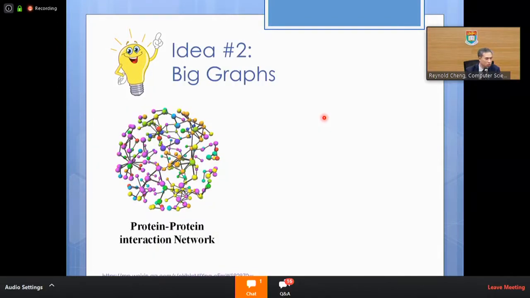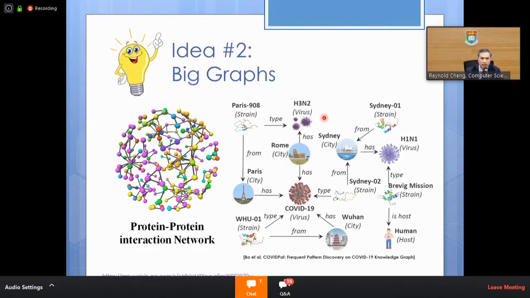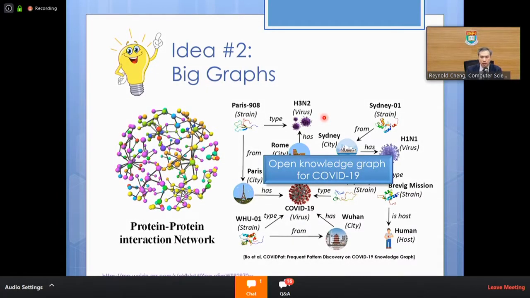My second talk is about how to use big graphs in our analysis. Big graphs or networks of entities have existed in an increasing number of applications. For biologists, the protein-protein interaction network, which talks about how proteins interact with each other, is commonly used and studied. In fact, recently we also find that there is some open data set about the connections of different diseases, their strains, cities, and humans together in a very complex network of data. Generally, this is called a knowledge graph.